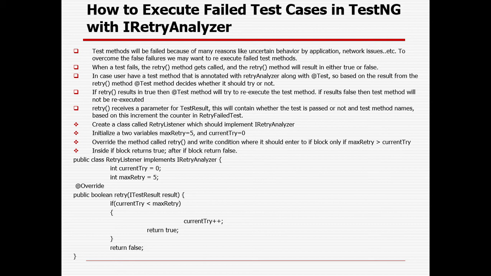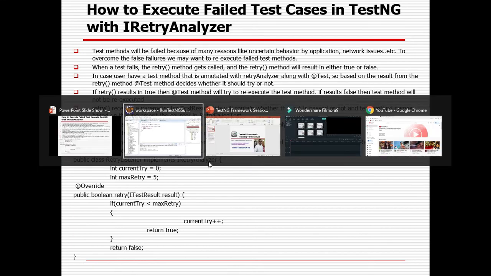We need to override the retry method, right, with conditions where it should enter. We need to check whether the block is getting true. In case it is not true, it will return false.